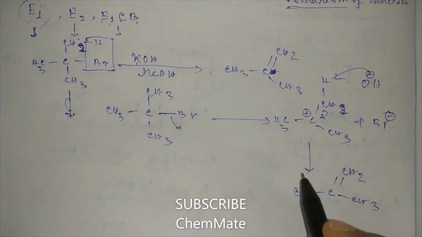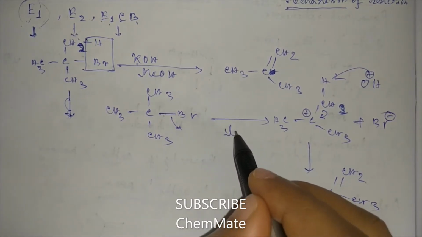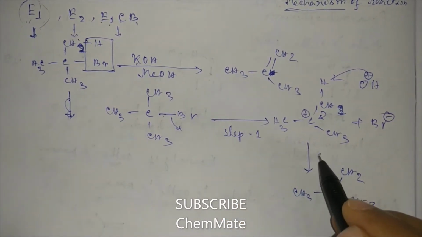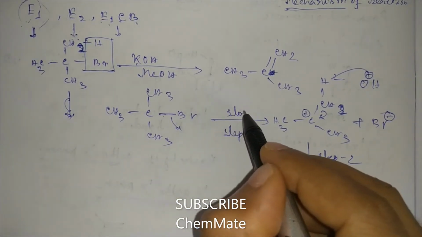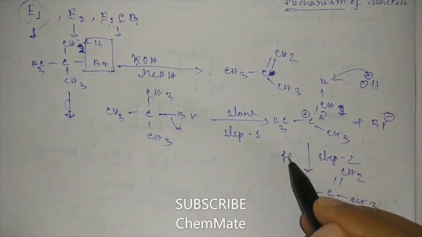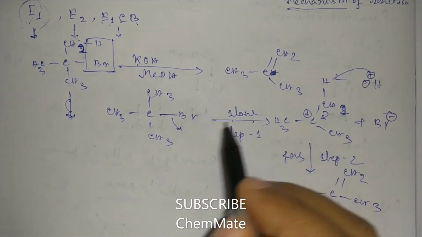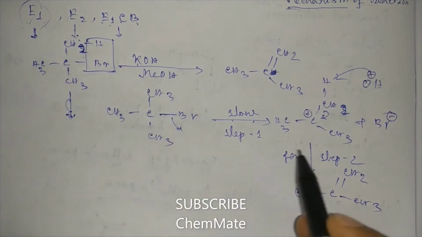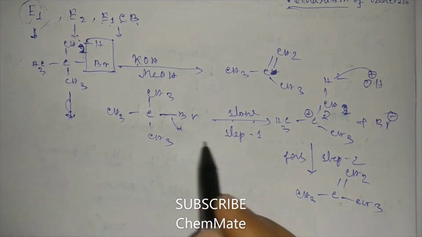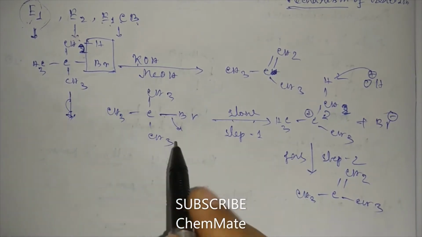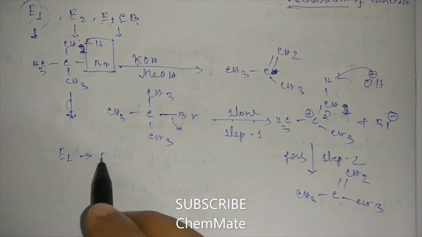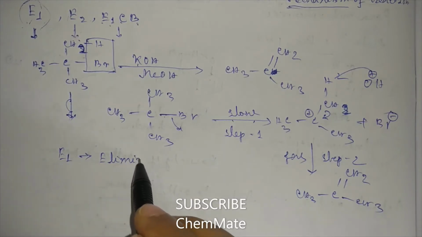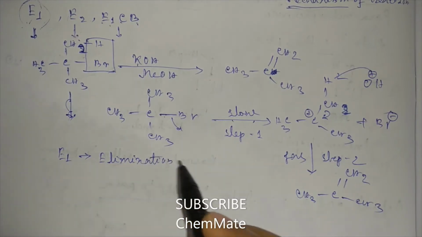Now between these two steps, this is step 1, this is step 2. This is the slow step of this reaction and this is fast. So in the slow step only one molecule participates in the reaction. So this is unimolecular. So this is E1, that means elimination unimolecular.